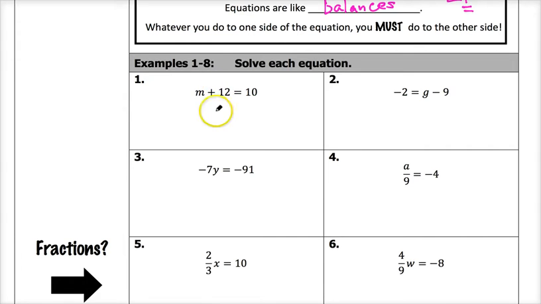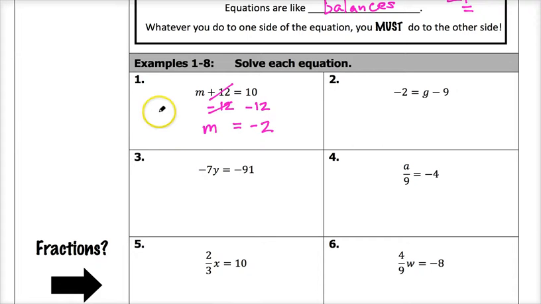This is addition, so I need to undo addition with subtraction, and so I'm going to subtract 12 from both sides. So once from the left and once from the right. Notice again how I'm lining up my plus 12 and my minus 12 here directly on top of each other so that I can see that they cancel, and all that's left on this side now is the m. M equals 10 minus 12 is negative 2. So your solution to this equation is negative 2.